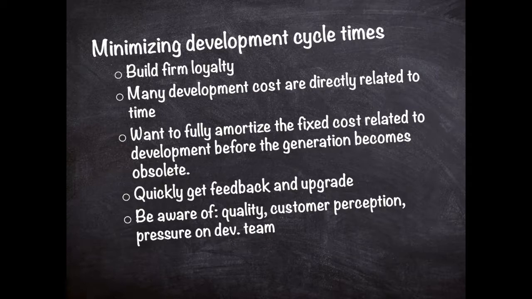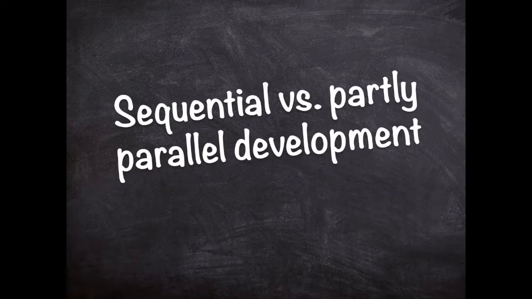And also be aware of the pressure on the development team. If there is a tight schedule and you want to launch the product quickly, then the development team might be stressed out. You cannot put too much pressure on them. You need to help them out then if you want something to be ready to be launched at a certain time. In Schilling's book, she talks about sequential and partially parallel development.